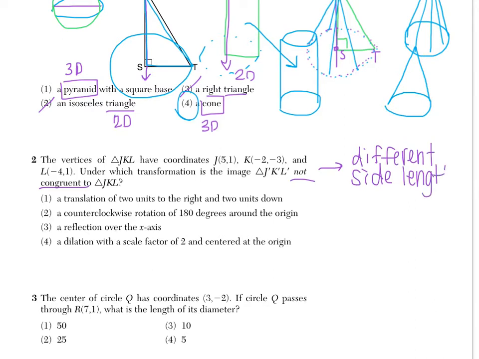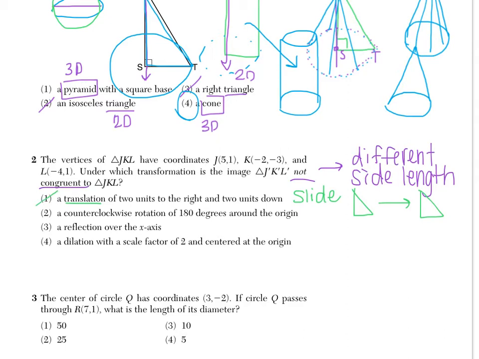So each of these choices 1 through 4 have different transformations that are performed. A translation is a slide. So when I slide a triangle from here to, say, over here, the side lengths remain the same size. So 1 is not our choice.